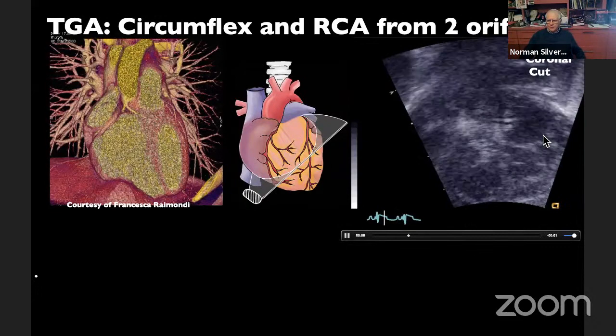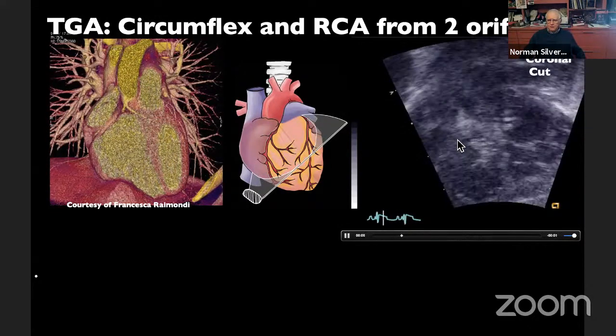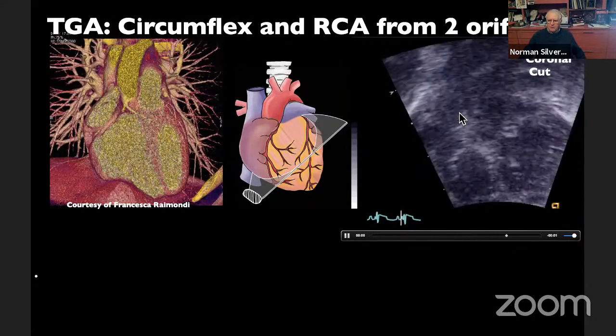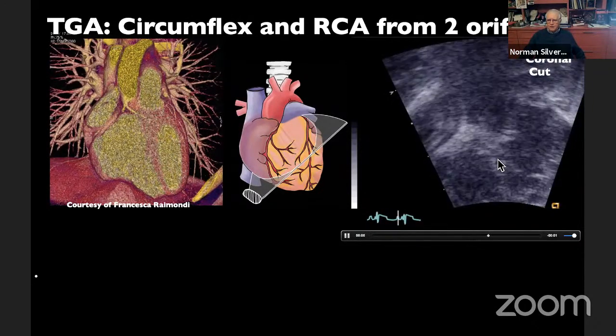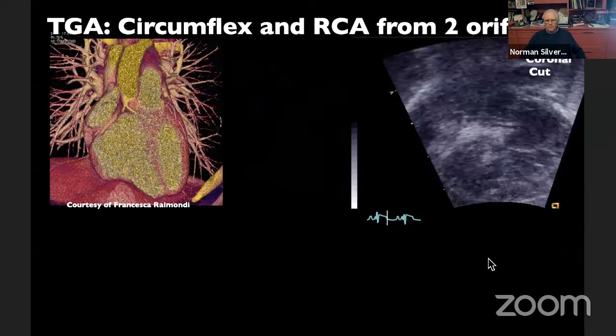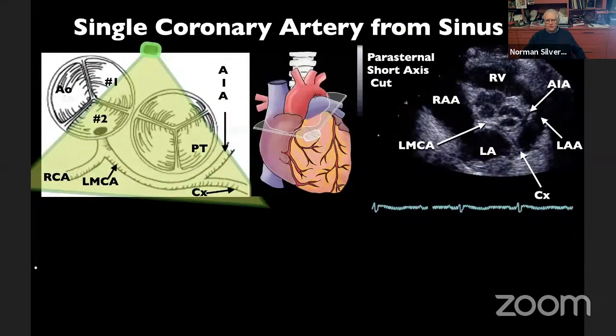Here goes the circumflex down here. Here comes the coronary here. And in this particular instance, it looks like there's double orifices in the sinus of Valsalva before it enters the heart. So that can be easily done.